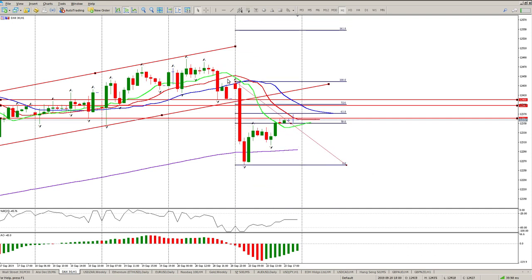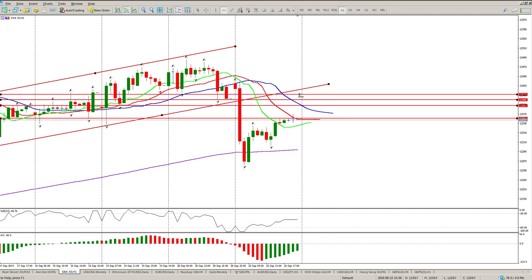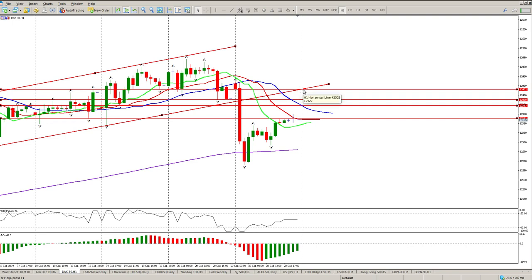So first things first, Fibonacci of yesterday's move, we are in between the 61.8 and the 50% at the moment. Okay, so that is pretty much an area of interest. So with all of that in mind, first option for me is around 12,400 or even as high as closing the gap here at 12,422.